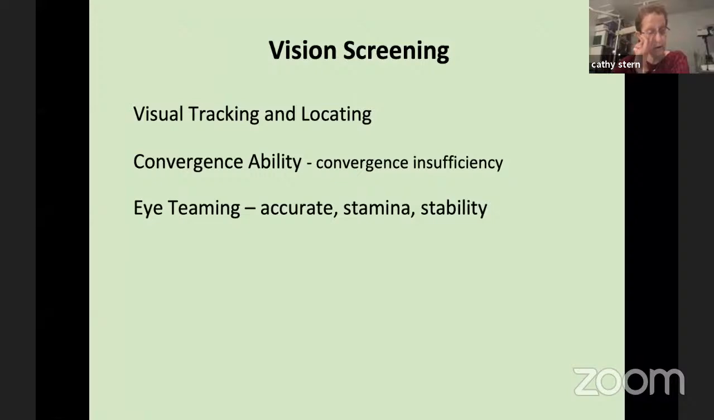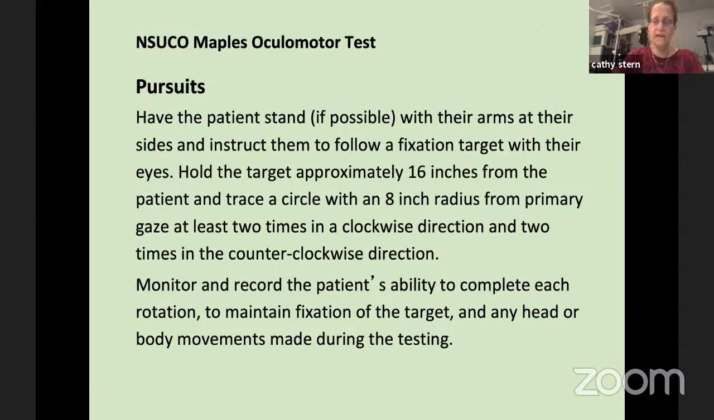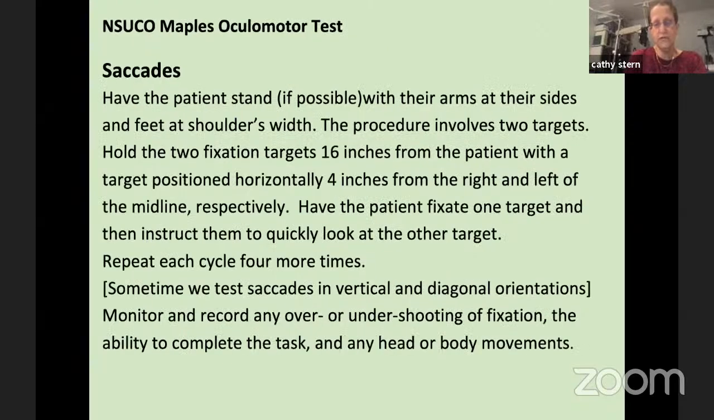So how do we want to look at visual tracking and locating? How do we want to look at their convergence ability, since many have convergence insufficiency, and their eye teaming, both in terms of its accuracy, stamina, and stability? So I did write out here the NSUCO oculomotor test. I don't need to tell you how to necessarily do pursuits and saccades, but if you want to standardize it a little bit more, this is a way to do it. I did the same thing here for you for saccades.